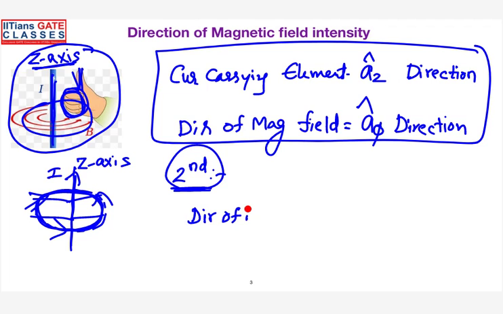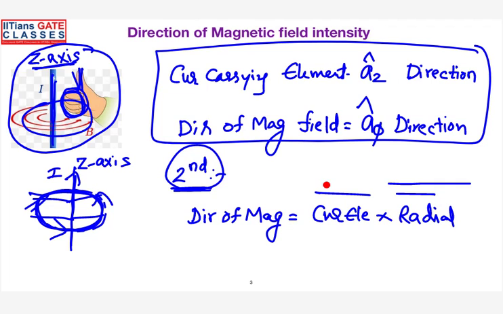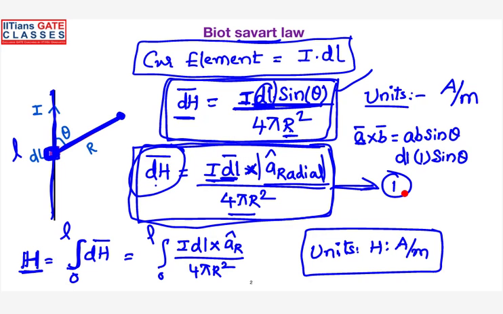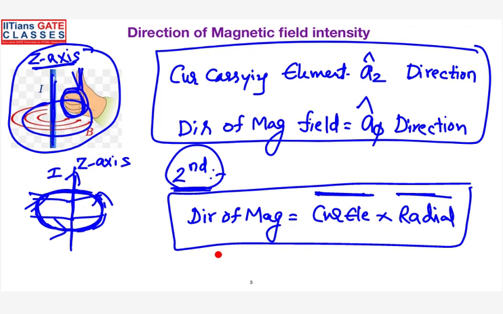The direction of the magnetic field is the cross product of the current element direction into the radial direction. So if you want to find the magnetic field direction, it is the cross product of the current element direction, in which the current element has been placed, and the radial direction. I was doing the same thing with the Biot-Savart law itself. When you see the equation, the magnetic field is the cross product of current into radial direction. So I am going to make use of that definition.